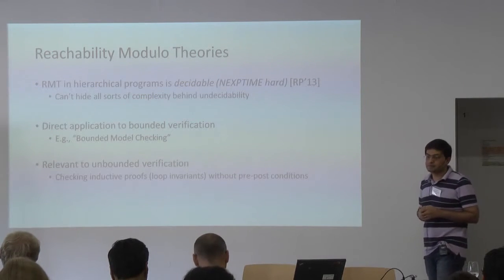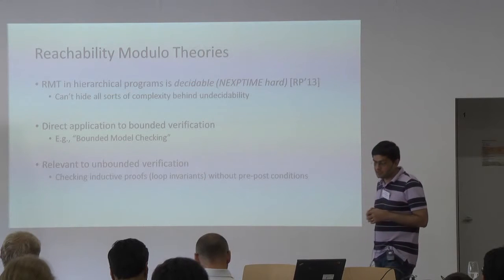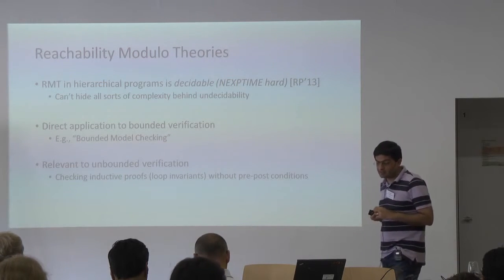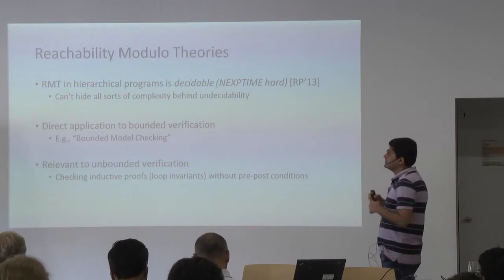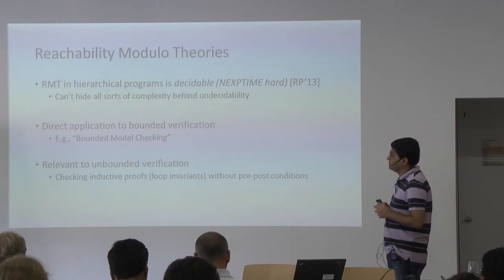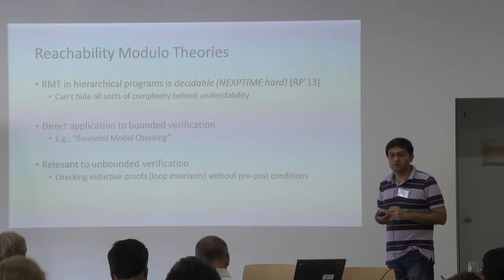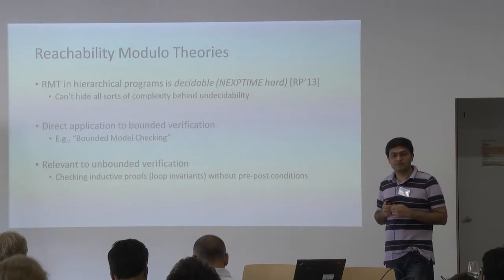So solving RMT in hierarchical programs is decidable. It's NEXP time hard, which is why you have this doubly exponential complexity, but at least it's not undecidable. And this problem, as you would guess, has direct applications to bounded verification. So if you want to analyze all program behaviors up to a certain number of loop iterations, it's the same thing as doing RMT in hierarchical programs.